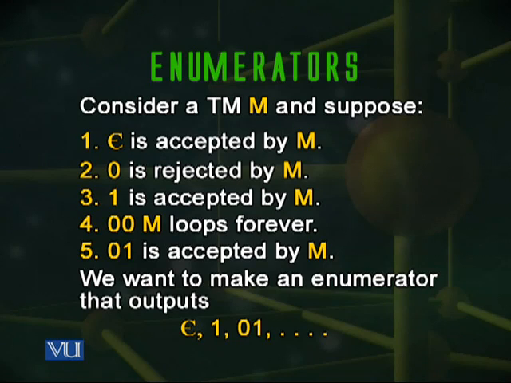It loops forever on 00. That means if we give it the input 00, the Turing machine simply computes forever and it does not reach an accept or a reject state. And it accepts the string 01, and I have not specified what it does on the other strings. What would happen if we were to run our enumerator, which we have described before?